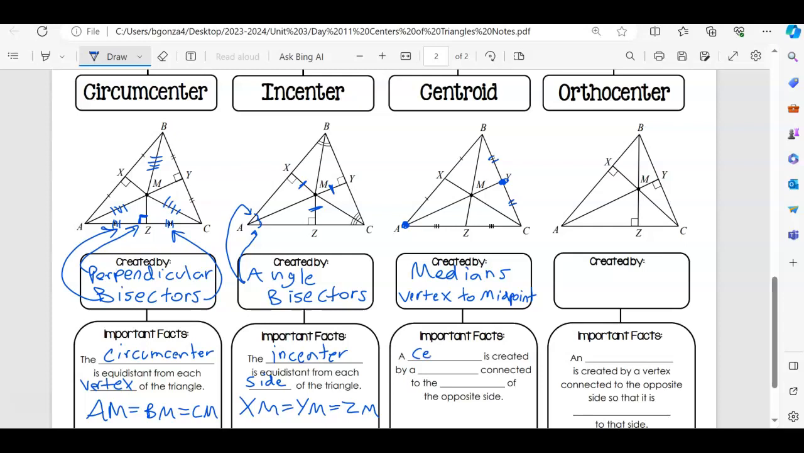And let's fill out the bottom. This is kind of what we already just said. The centroid is created by a vertex connected to a midpoint. So again, here's what you're looking for. Vertex connected to the midpoint. And you've got to see these tick marks next to the midpoint.